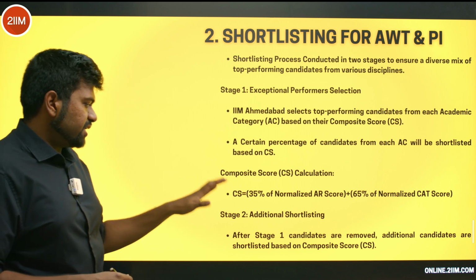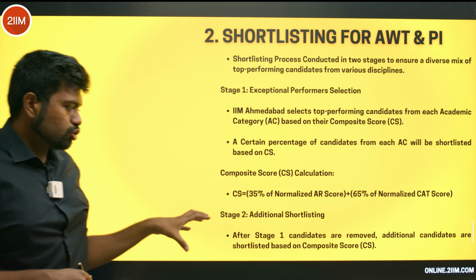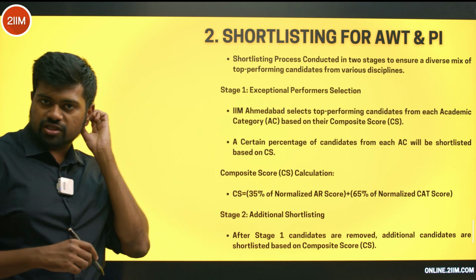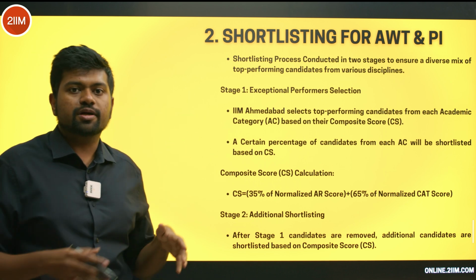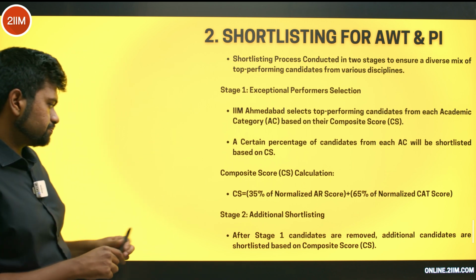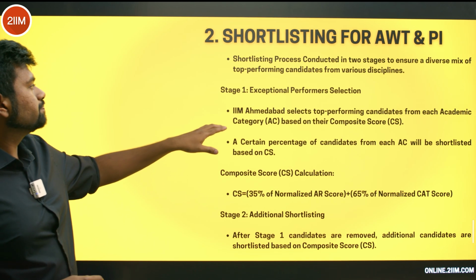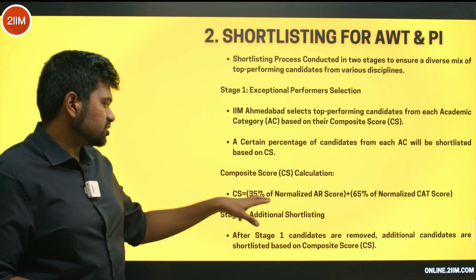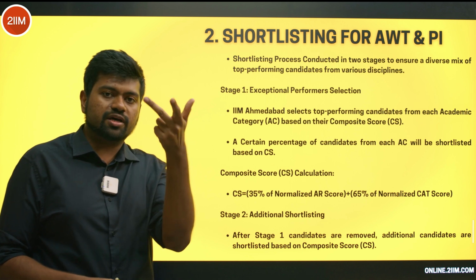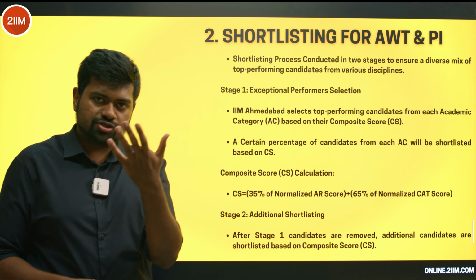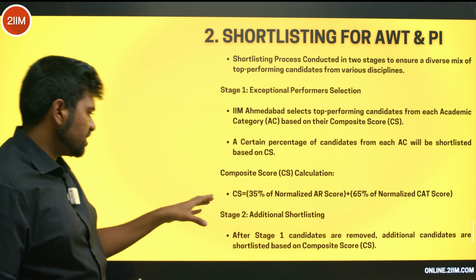Now stage 2 happens when they are done selecting the top 5% from each of these AC 1, 2, 3, 4, 5s. That's when stage 2 kicks in, and they're like, hey, listen, we have selected all these top performers from each separate discipline. Now let's open the gates, let's bring everybody in, and let's select the top performers based on the composite score. So the composite score, it's right here. 35% of your normalized AR score, that is 0.35 into your normalized AR score. AR score, remember, is your 10th, 12th, work experience, gender diversity, and your college graduating percentage. And 65% of your normalized CAT score, that gives you the CS score.